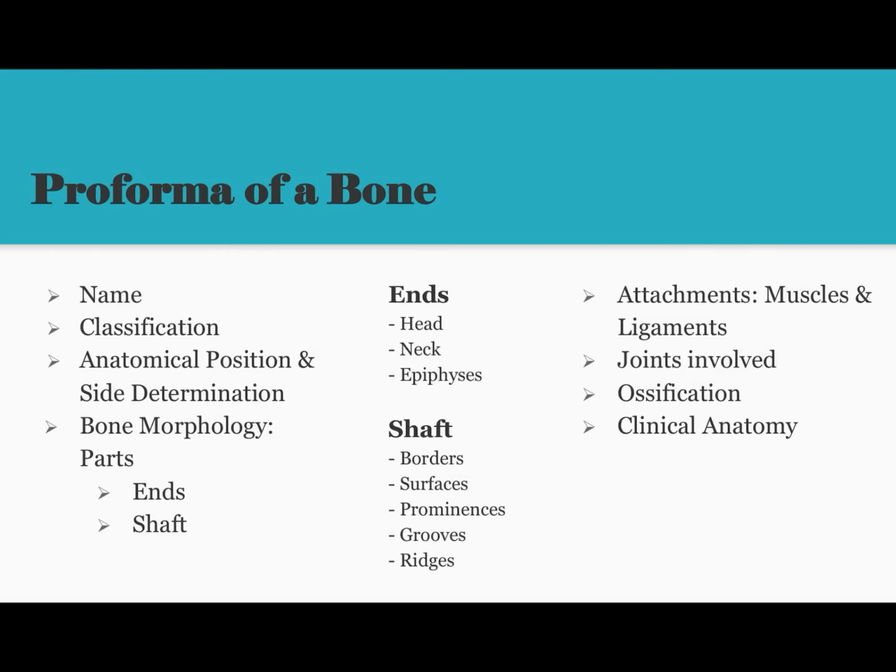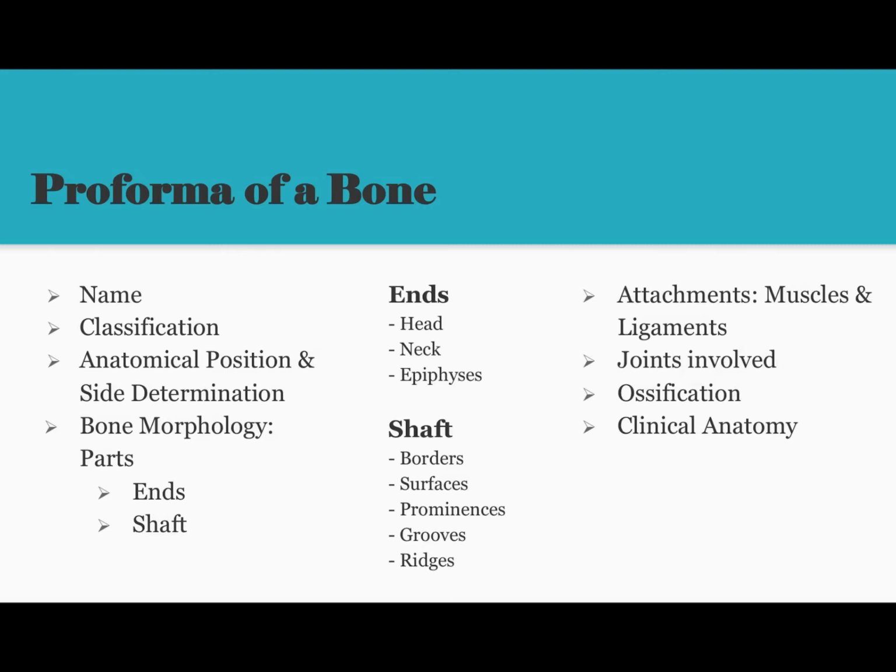Then the shaft is described in terms of borders, surfaces, and prominences, grooves, and ridges. Now understand that the borders in a typical bone are usually three, and so are the surfaces. The prominences are usually tubercles, tuberosities, essentially attachments of muscles or ligaments. The grooves are either formed by the entering of a vessel or the attachment of certain muscles, and the ridges, once again, are usually formed either by an attachment of linear muscles or the attachment of modifications of the deep fascia, which form intermuscular septa.